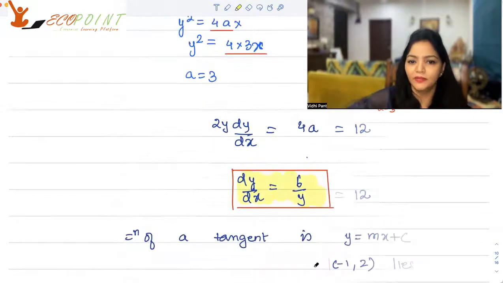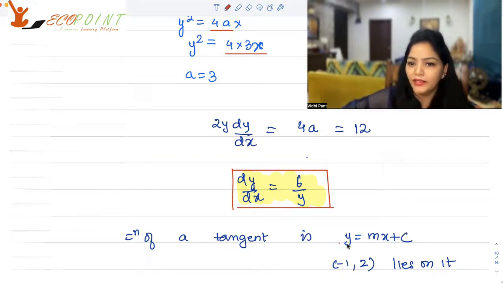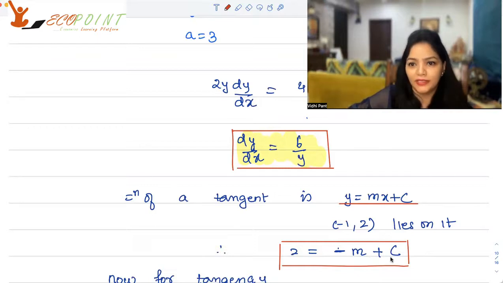Okay, let's keep this aside. Now, the equation of the tangent is y equals mx plus c, like any other line. Now, the tangency is not happening at -1, 2. But what do I know? I know that I'm making a tangent from this point -1, 2. That means -1, 2 lies on the tangent. So since -1, 2 lies on this tangent, it will satisfy this equation, right? So after putting in x and y, I'm going to get 2 is equal to -m plus c. All I've done is put x as -1 and y as 2.